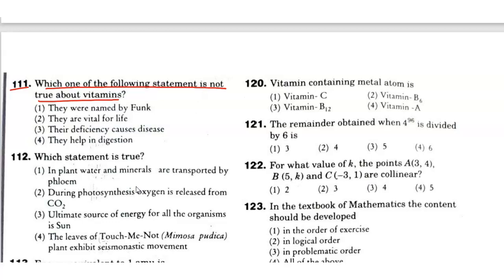They were named by Funk. They are vital for life. The deficiency causes diseases. They help in the digestion. So that is not true, we have to select. So they help in the digestion. Option 4 is the correct one.